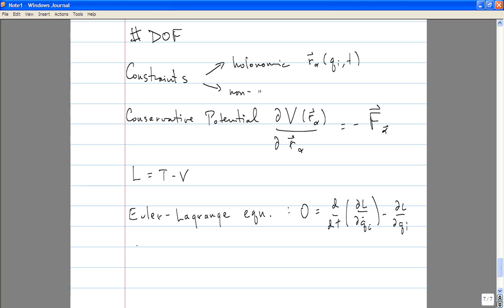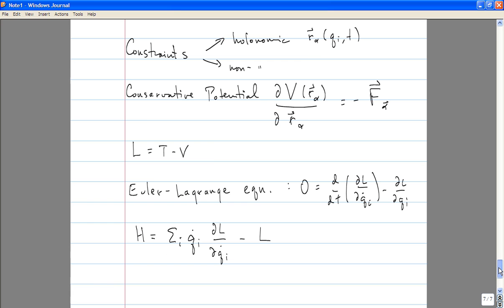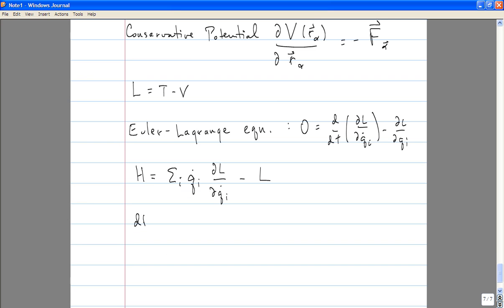So we defined the Hamiltonian, which was the sum over i of qi dot dL by dqi dot, minus L. And this Hamiltonian has the property that the total time derivative of the Hamiltonian is minus the explicit time dependence of the Lagrangian. So if the Lagrangian has no time dependence explicitly, but only implicitly through its dependence on the dynamical variables, then the Hamiltonian is conserved.